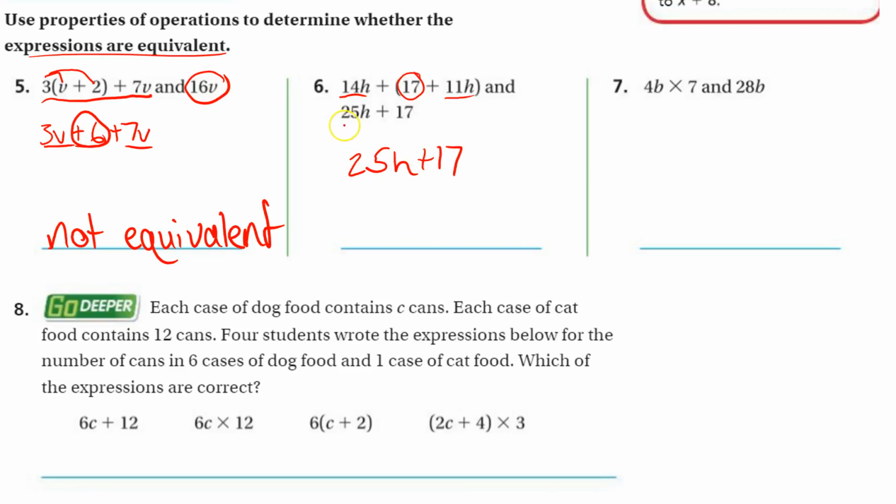And now look, first term on this expression is 25, first term on my new expression after combining is 25, then plus 17, 17. They're now exactly the same expressions, so no matter what number we plug in, we will always get the same answer for both, so they are equivalent.